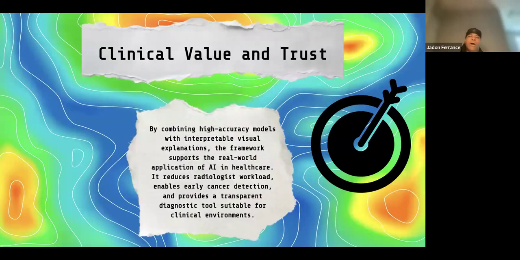For clinical value, combining high accuracy deep learning models with visual explainability tools like GradCam has great potential in real world diagnostics. Our system can reduce radiologist workload, improve early cancer detection, and increase transparency in clinical AI adaptation.